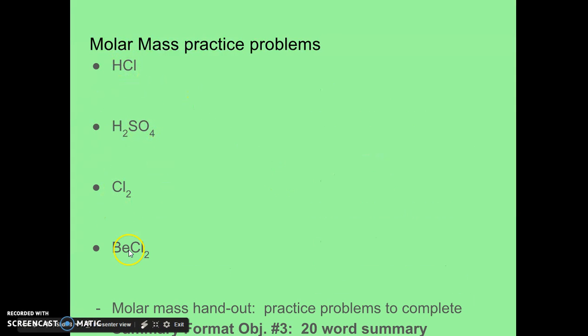Here are 4 more examples. We're going to do these 4 in class, but you can do them on your own. I suggest you do them to at least try it out, and then you can check your answers with us in class. We are going to do a molar mass handout as well, which is just some practice problems to complete. So the summary format for objective number 3 is a 20-word summary.